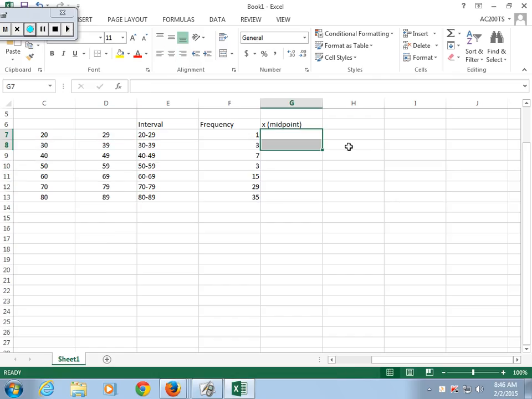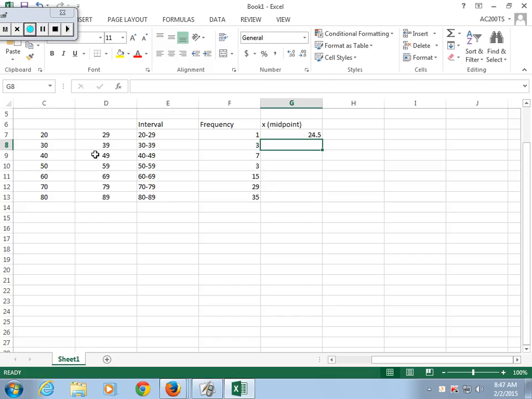So now I can find my midpoint. What is my midpoint of my first one? Well, 20 plus what? 29, Hubert. Thank you, class. Divided by what? 2. And that's my midpoint for the first one.